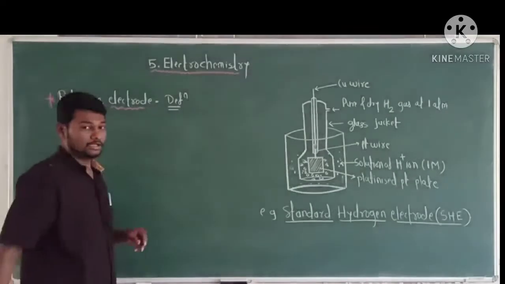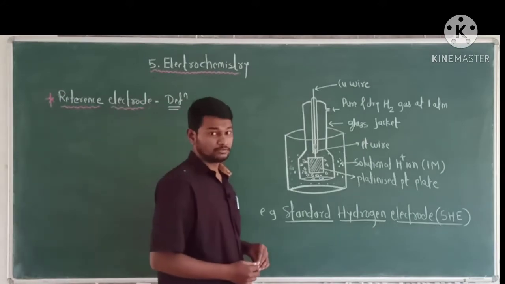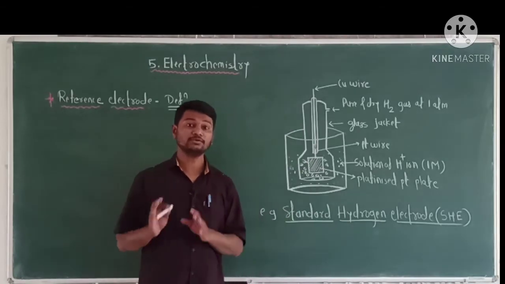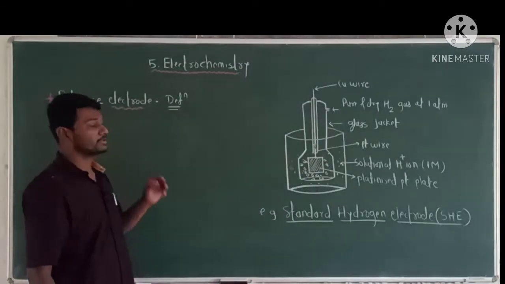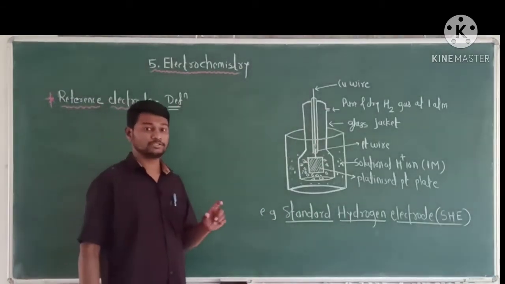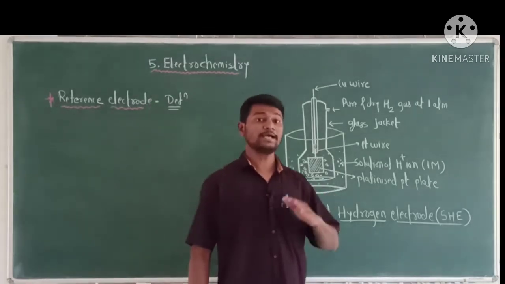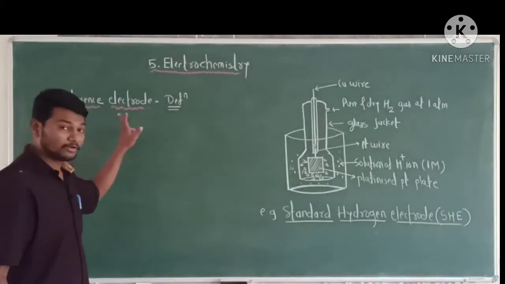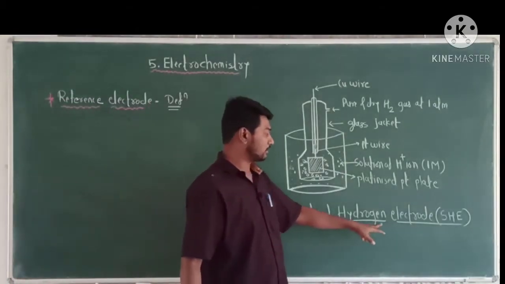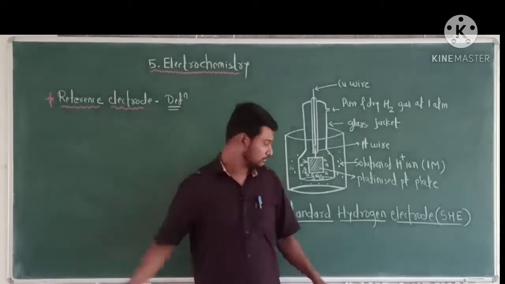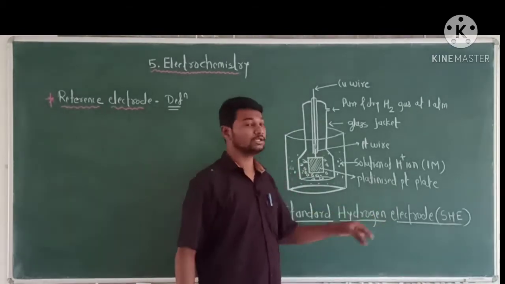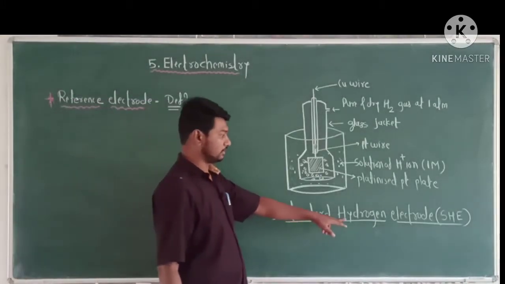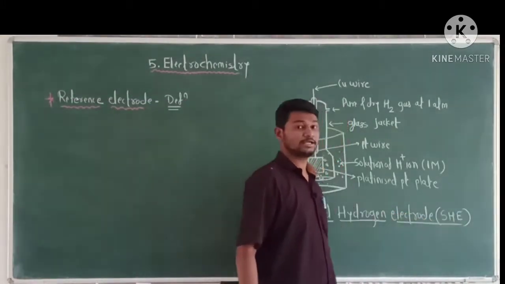The electrodes whose potential is arbitrarily taken as 0 or exactly known are called reference electrodes. For example, the standard hydrogen electrode is a reference electrode. Next, the standard hydrogen electrode, that is SHE.